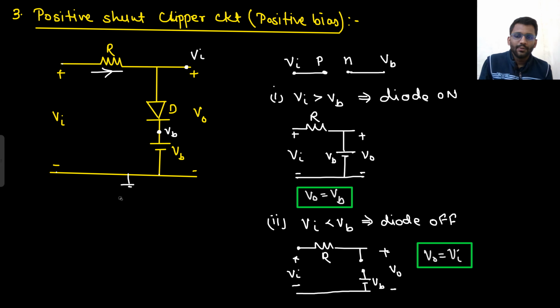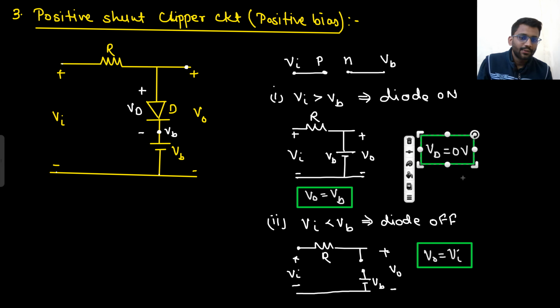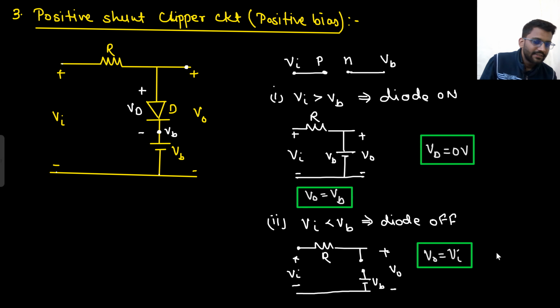If they had asked you what is the potential of VD, in this case what is VD? VD is 0 in this case. Why so? Because diode is shorted. And in this case what is VD? In this case VD is V in minus VB. Are you getting my point?